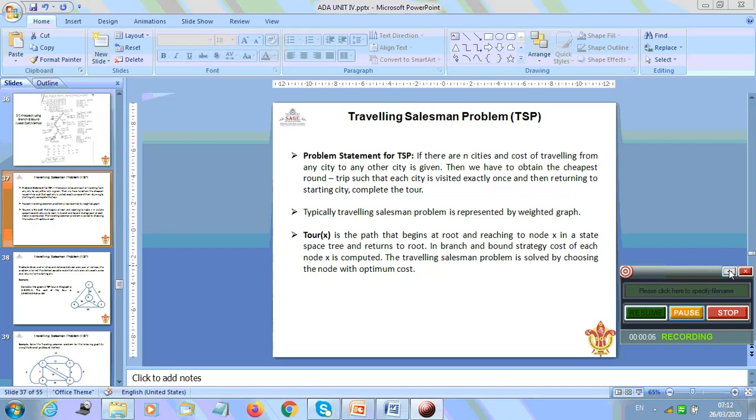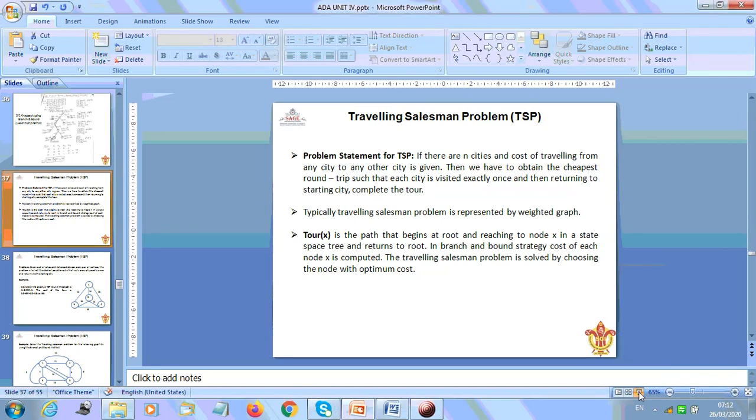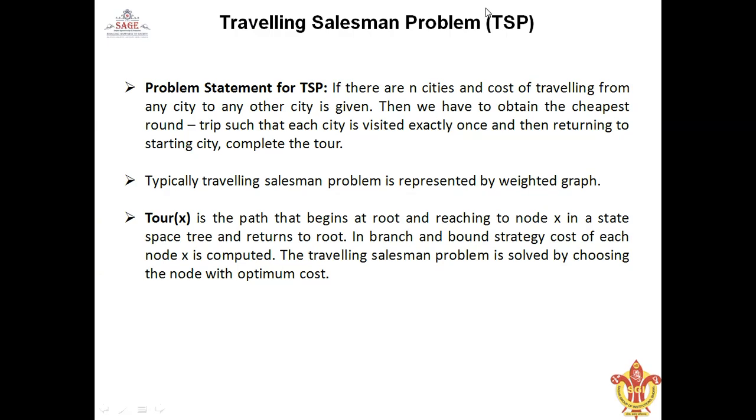Today we are going to see the traveling salesman problem. So the problem statement for the traveling salesman problem is, if there are n cities and the cost of traveling from any city to any other city is given, then we have to obtain the cheapest round trip. See, this is why "round trip" is written.